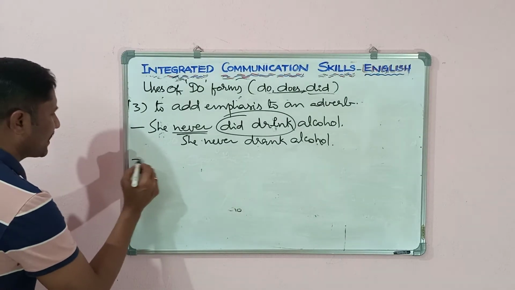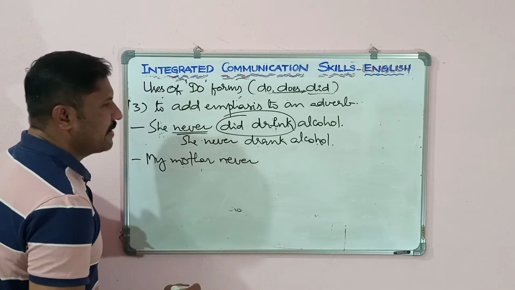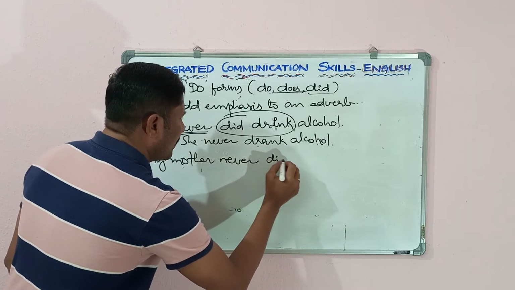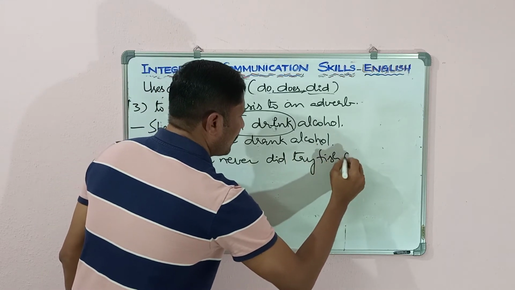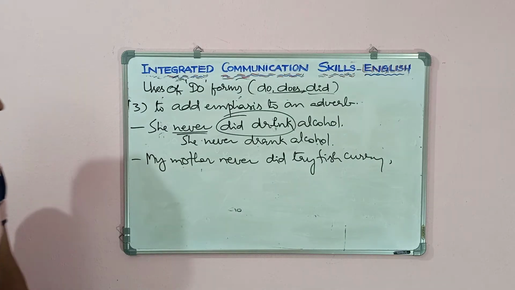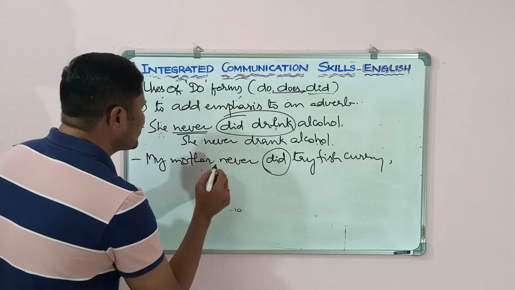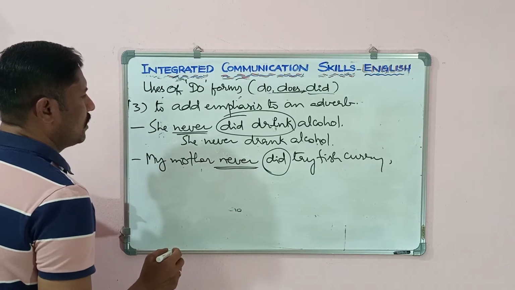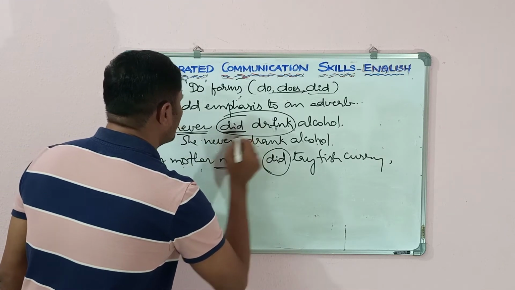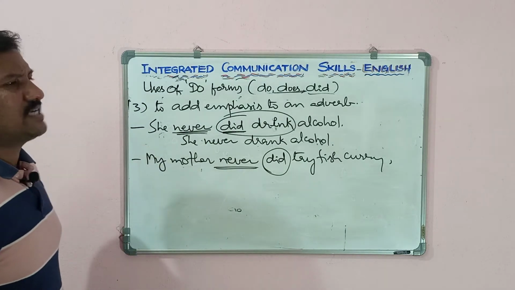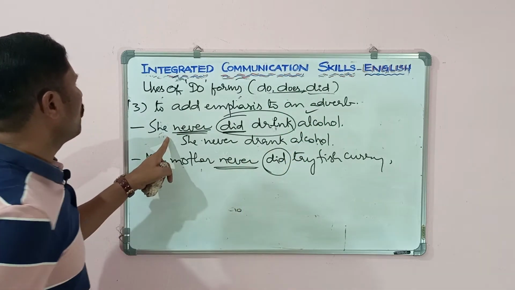Okay, next sentence: my mother never did try fish curry. My mother never did try fish curry. Here we are using did to emphasize this never. Here also we are adding did to this adverb to emphasize the action. To add emphasis to this adverb, we are using it like this.